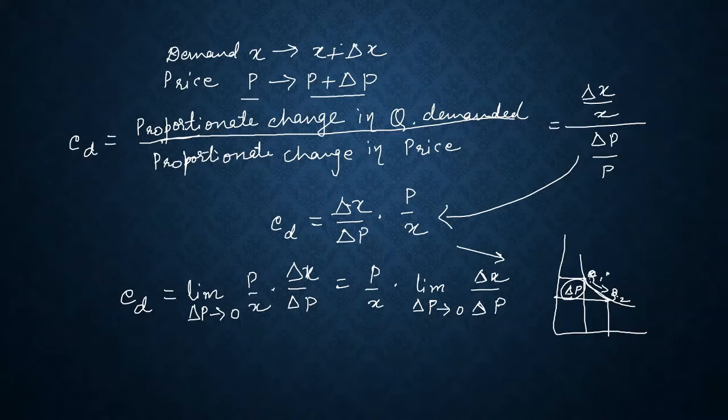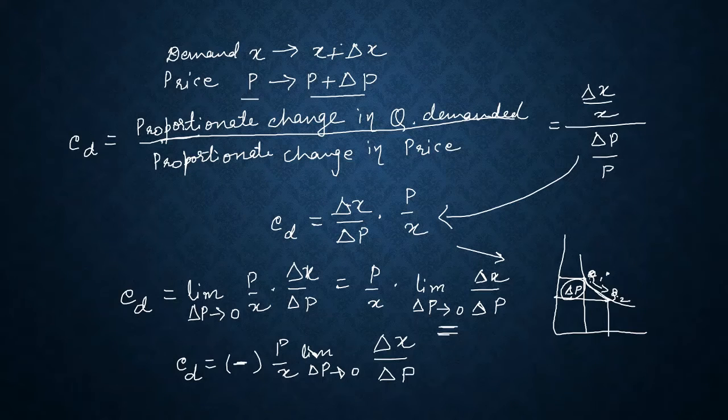But according to the law of demand, if price increases, demand falls. That means if delta p is positive, delta x should be negative, and if delta x is positive, delta p should be negative. That means this term should be negative, so we should put a negative sign over here. Elasticity of demand is negative of p upon x, limit delta p tends to 0, delta x upon delta p.